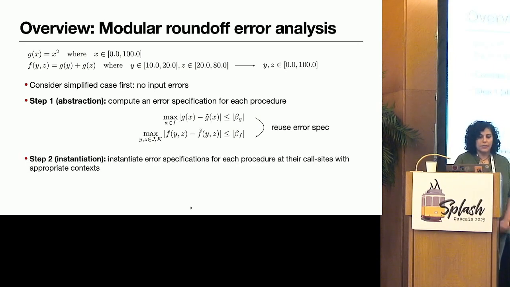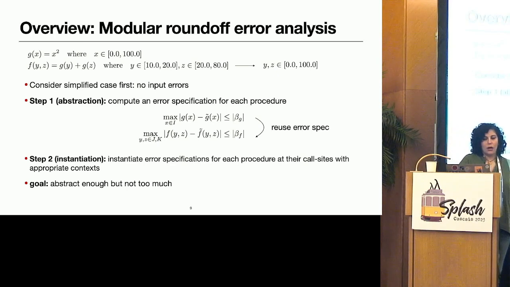Step 2 of our analysis is the instantiation step, where we instantiate the pre-computed error specifications with the suitable context at the call sites. Our goal in producing the error specifications is to make them abstract enough to provide an improvement in performance, and on the other hand, not so abstract that we lose too much accuracy.